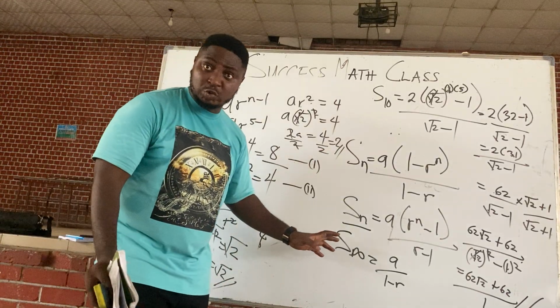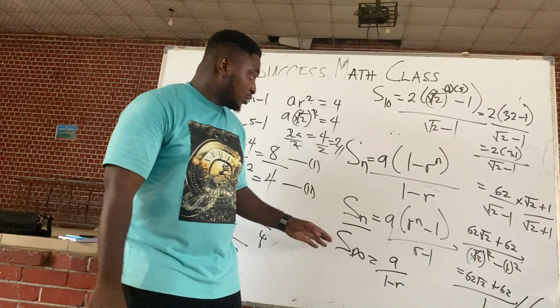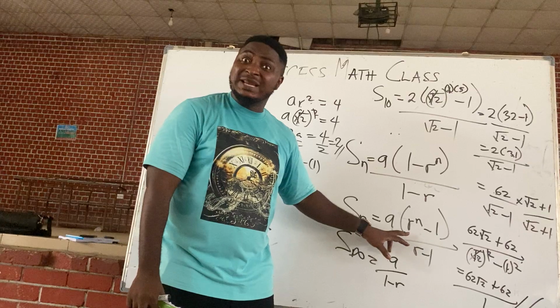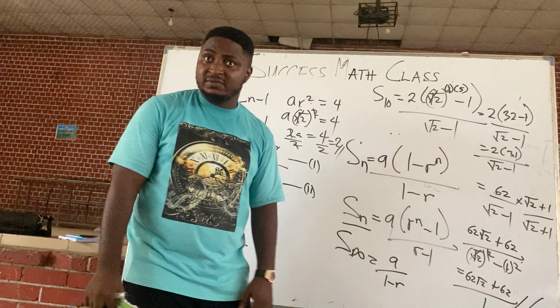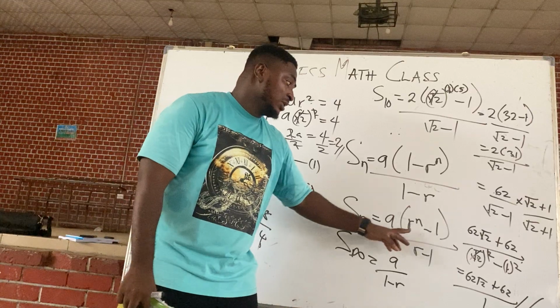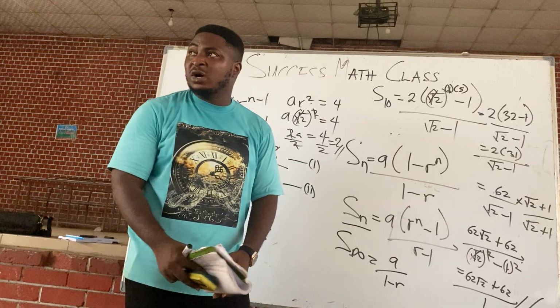Why do we need a and r? To find the sum of the n terms. But to find the sum of n terms, you need a, you need r, and you need the number of terms. They say find the sum of the first 10 terms, right? So n is 10.